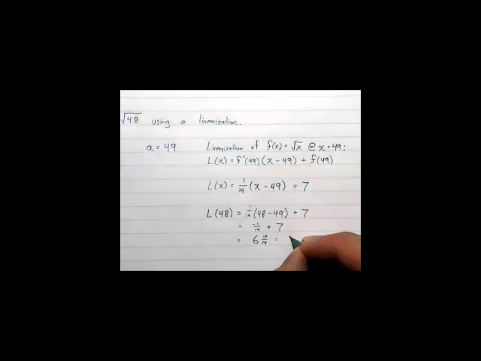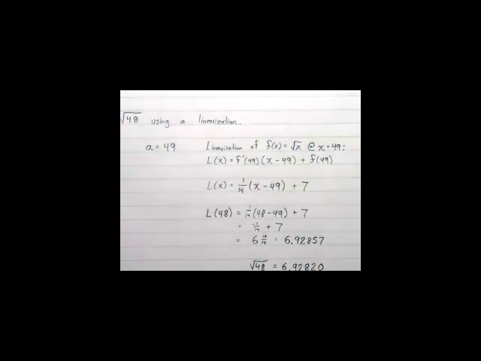So written out as a decimal, our approximation here is 6.92857. We'll take it out that far. Okay. So the linearization tells us it should be somewhere in that neighborhood. Okay. So what actually is the square root of 48? At least as far as my calculator is concerned. Calculator is telling me 6.92820. Not too shabby. Pretty close.